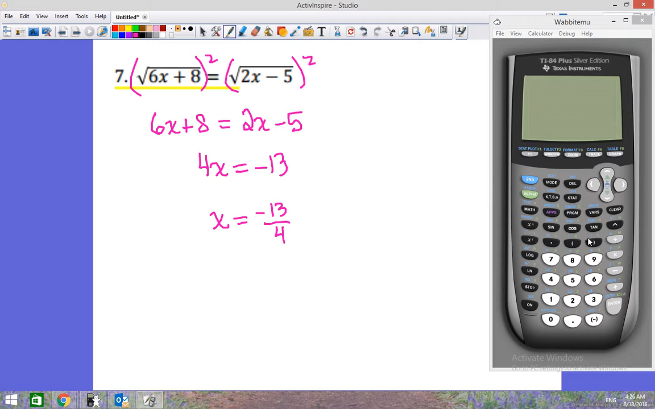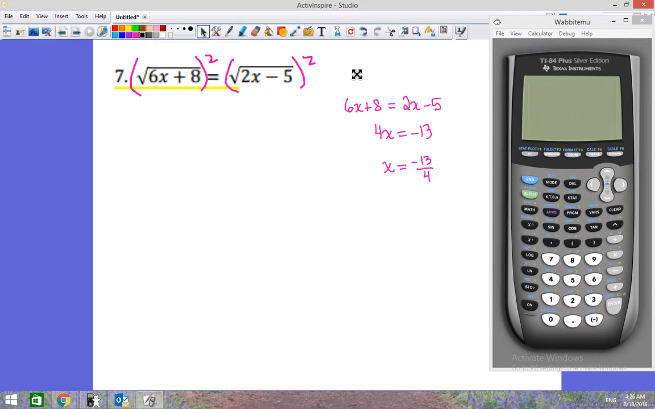Now, I'm not fearful of negative answers. I am fearful that when we plug it in, we'll be taking the square root of a negative number. So when we have things like no solution, it's not because the answer is negative. It's because when you plugged it in, you violated the domain. This principal square root can only take the square root of non-negative numbers. So let's plug in and see if the left-hand side does evaluate to the right-hand side.